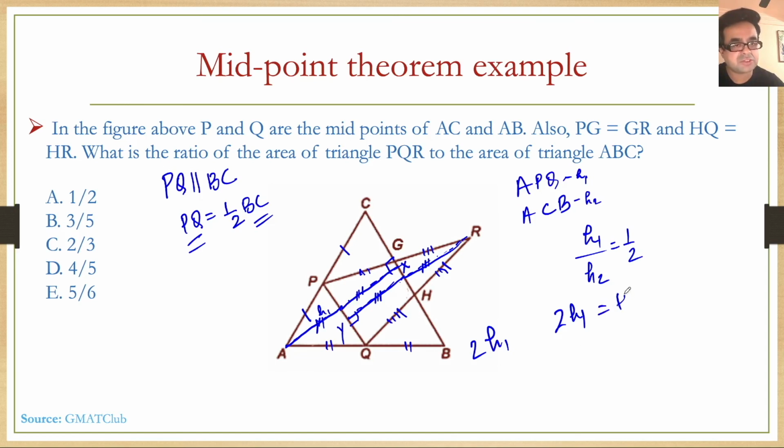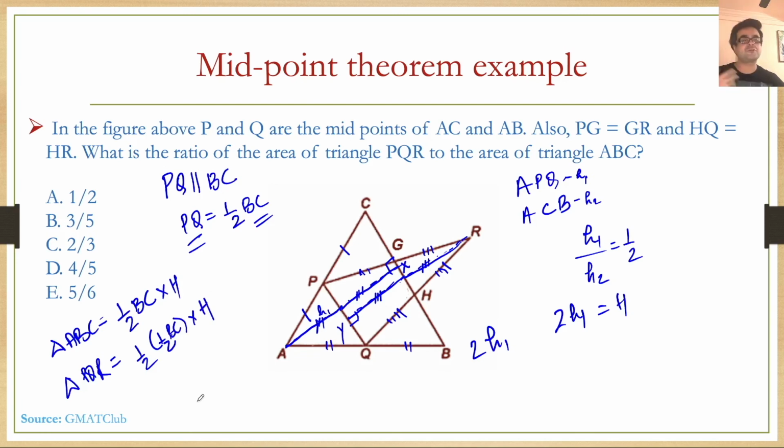Because each of these segments are equal, the height of the two triangles ABC and PQR is the same. Let's call it H. So area of triangle ABC equals half BC multiplied by H, and area of triangle PQR is equal to half PQ, which is half BC, multiplied by H. So the ratio of the triangles, as you can easily see, will be 1 by 2. Hence, the answer to this question is A, 1 by 2.